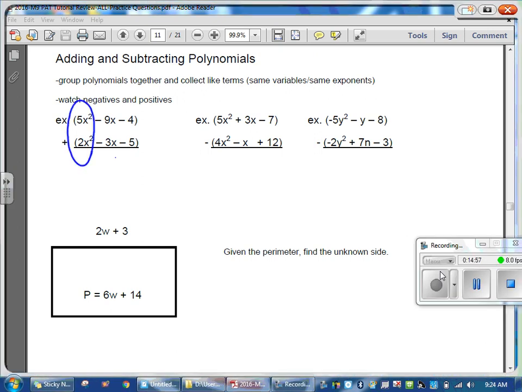So this is going to give me a 7x squared. A negative 9 plus a negative 3 is a negative 12x. And we're going to add our negative 4 and negative 5 and get a negative 9.